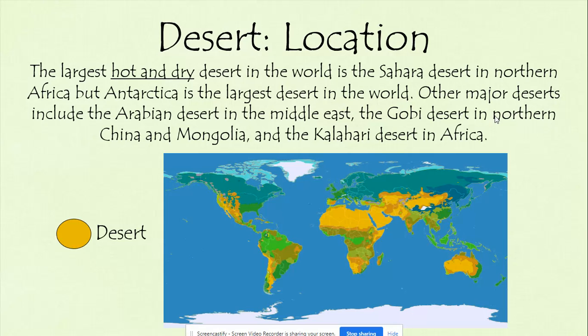Now the desert. The largest hot and dry desert in the world is the Sahara Desert in northern Africa. Antarctica is the largest desert in the world. Other major deserts include the Arabian Desert in the Middle East, the Gobi Desert in northern China and Mongolia, and the Kalahari Desert in Africa.